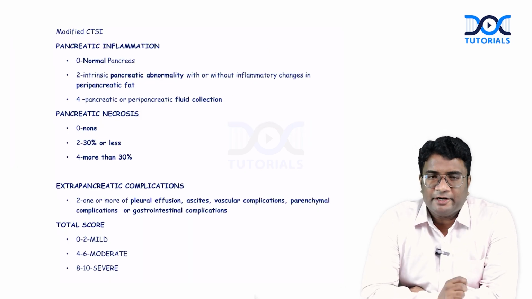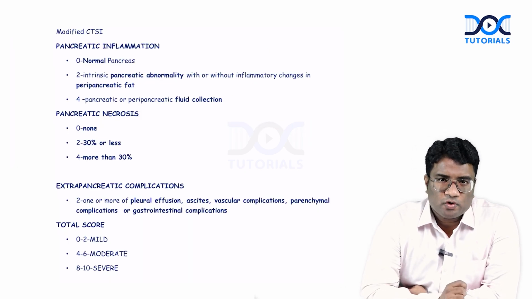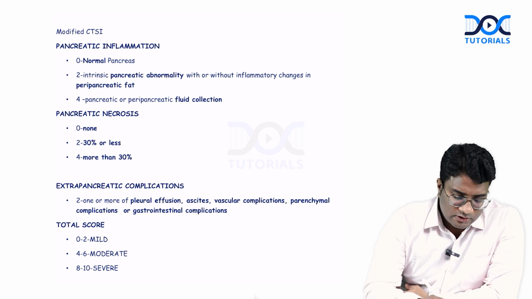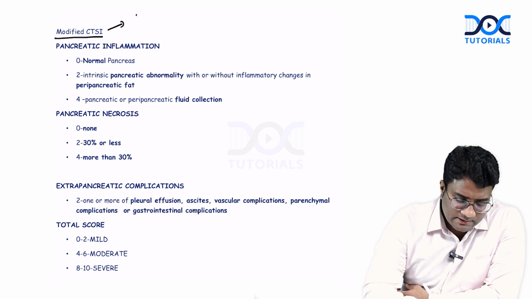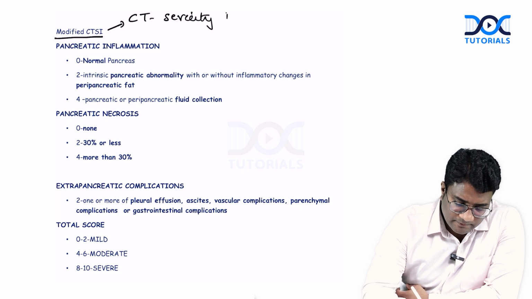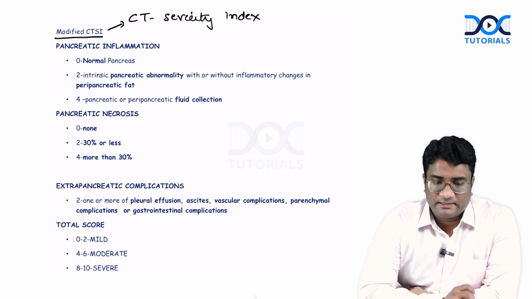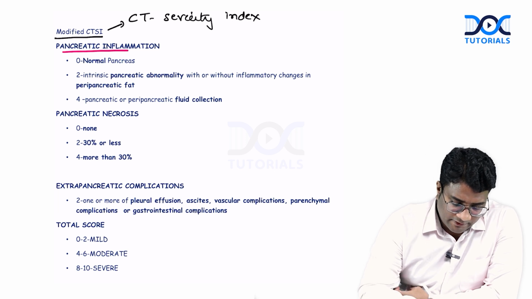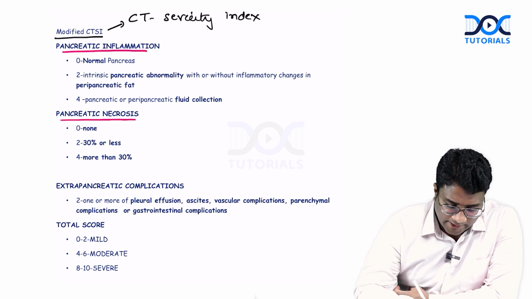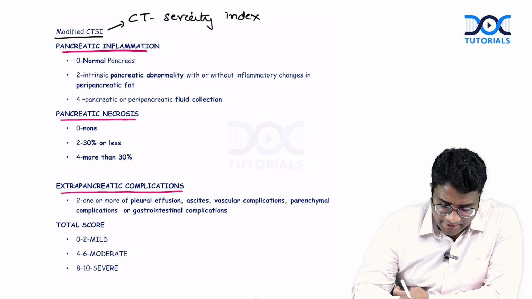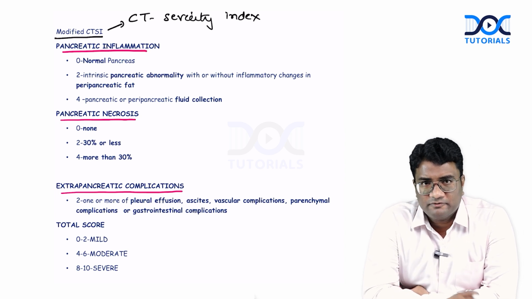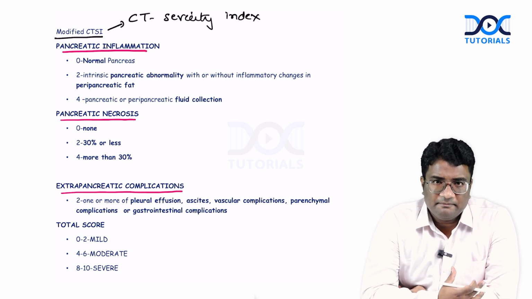Now, to look at severity of pancreatitis, we use a score called the CT severity index. So, the modified CT severity index is used to look at the severity of acute pancreatitis. And in this CT severity index, we look at 3 things. We look at pancreatic inflammation, the amount of pancreatic necrosis, and any extra pancreatic complication that the patient has developed. So, we look at 3 things and we make up a total score.